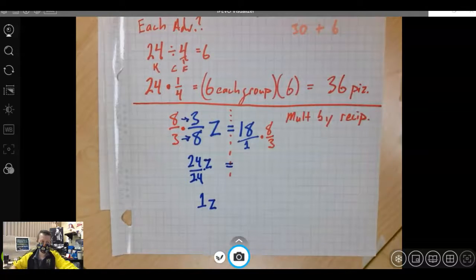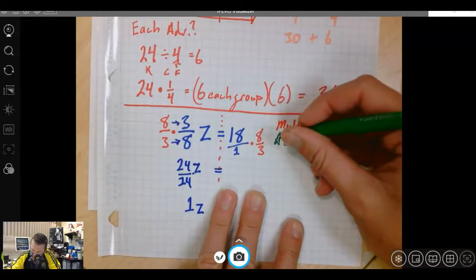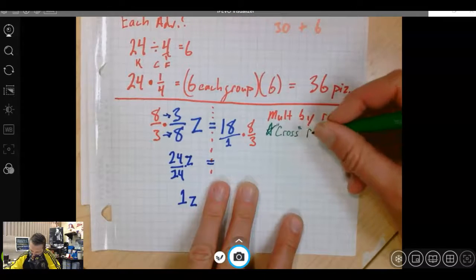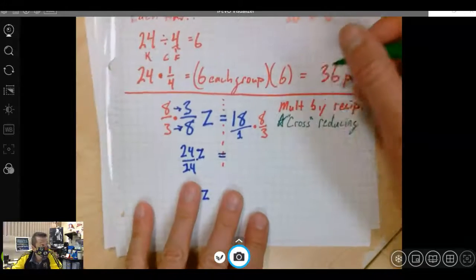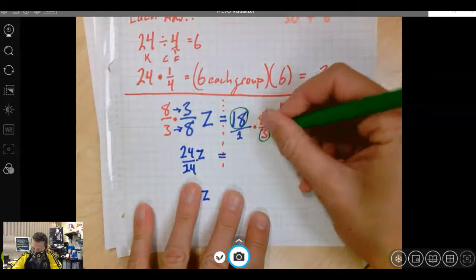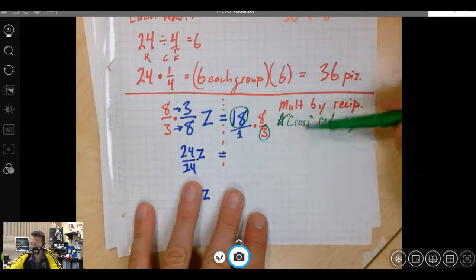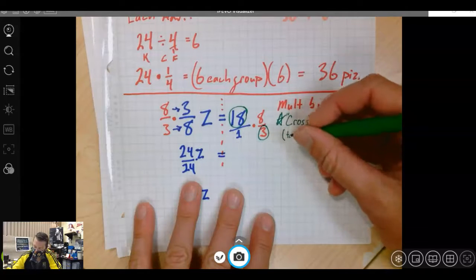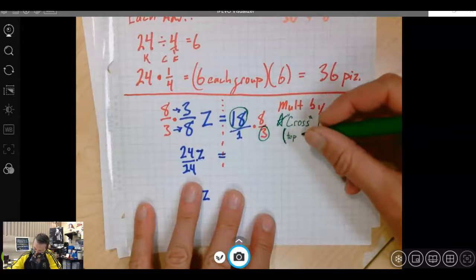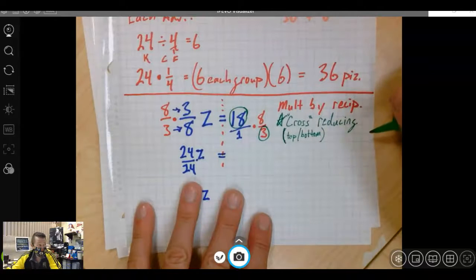Over here, I want to show you another new strategy called cross-reducing. And guys, I really don't know why it's called cross, so I'm going to put that in quotations. When I look at 18 and I look at 3, it doesn't matter if they're diagonal from each other. Really, all that matters is that they're top, bottom. So instead of saying cross, if you want to write top, bottom (sorry, that's a parenthesis), top, bottom reducing, that's almost a better name.